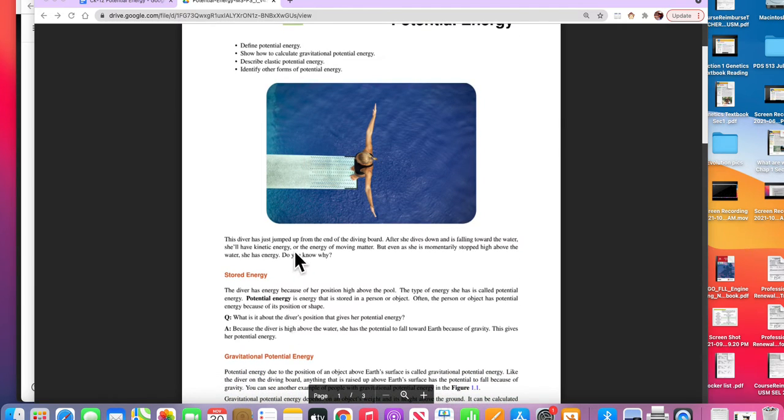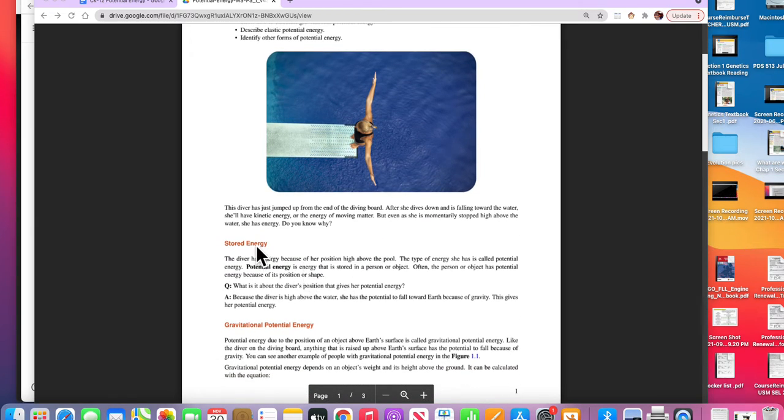The diver has jumped up from the end of the diving board. After she dives down and is falling toward the water, she'll have kinetic energy, or energy of moving matter. That's so cool. But even as she is momentarily stopped high above the water, she has energy. Do you know why? I know why. Because she has gravitational potential energy. Stored energy. The diver has energy because of her position high above the pool.